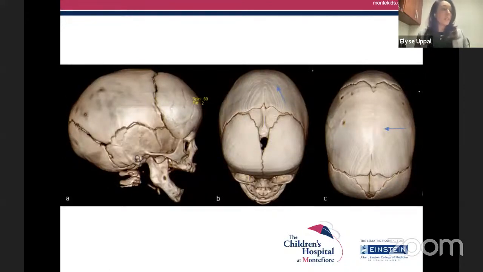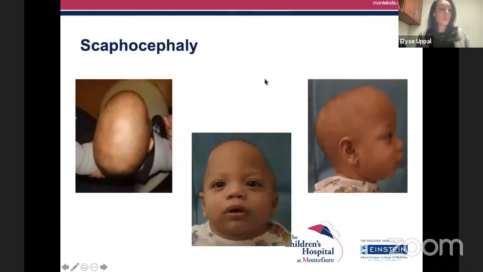Here we have a CT of a skull with a fused sagittal suture. So just as a reminder, when the suture's fused, you can't get growth perpendicular to that suture. So here the skull can't grow laterally, so it has to grow in the AP direction. And this is what this kid would look like clinically with a really elongated head. You have some bossing here. This is what they present as to us.